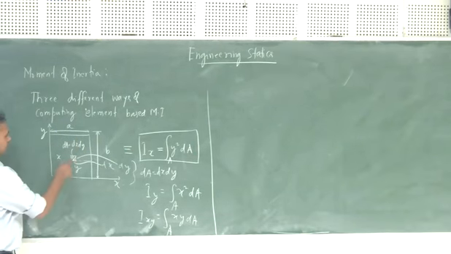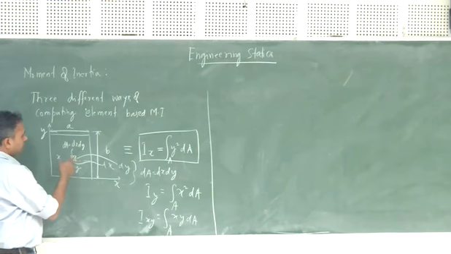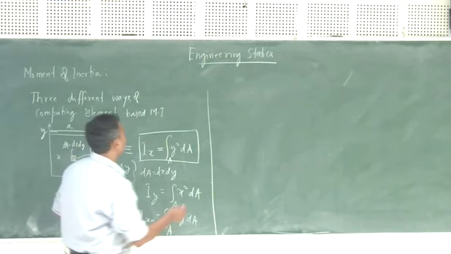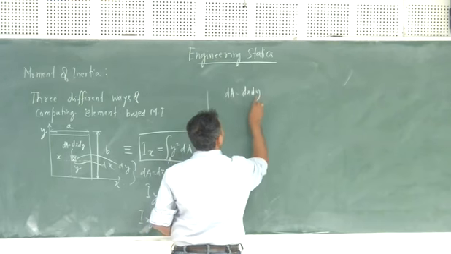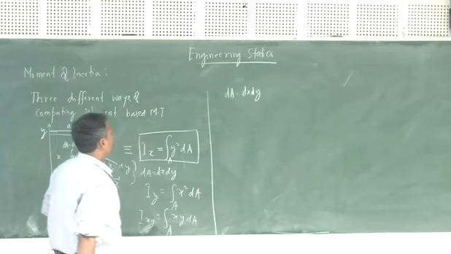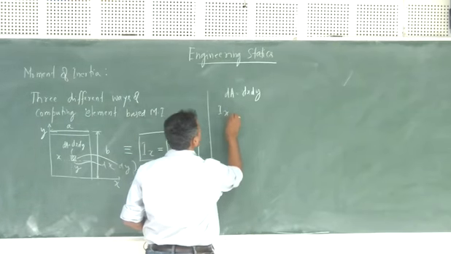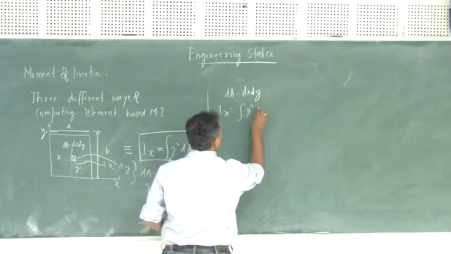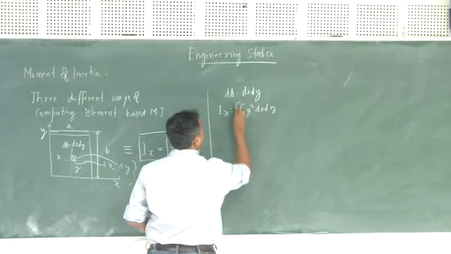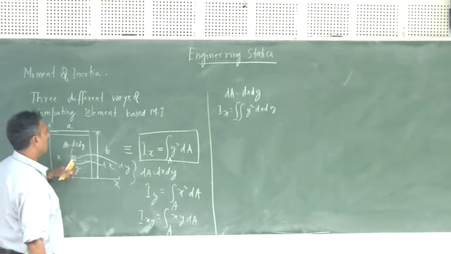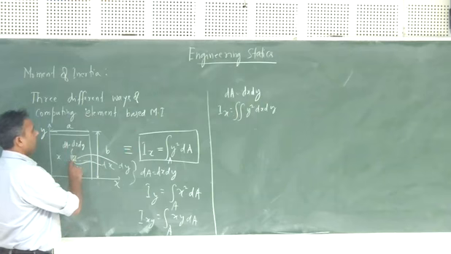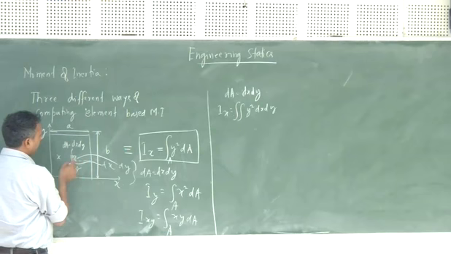So let's take this small element. If you are taking an element of this order, what will be dA? dA is nothing but dx into dy. Now you have to substitute this into Ix, which is y squared dx dy. You first have to see what you are going to fix. Let us fix y. If you fix y, you are free to vary your x along this direction.